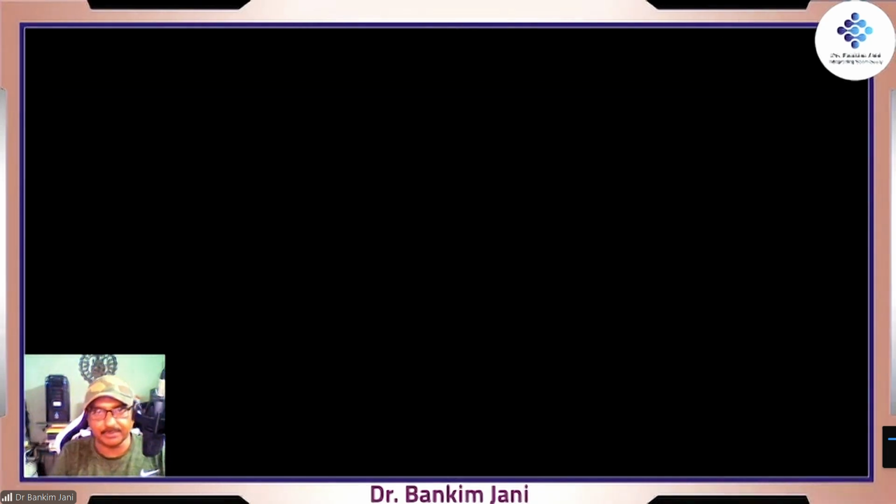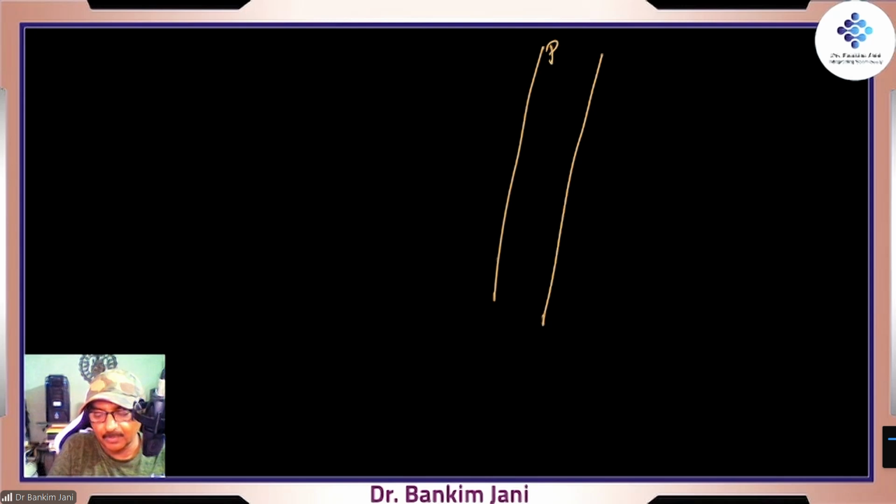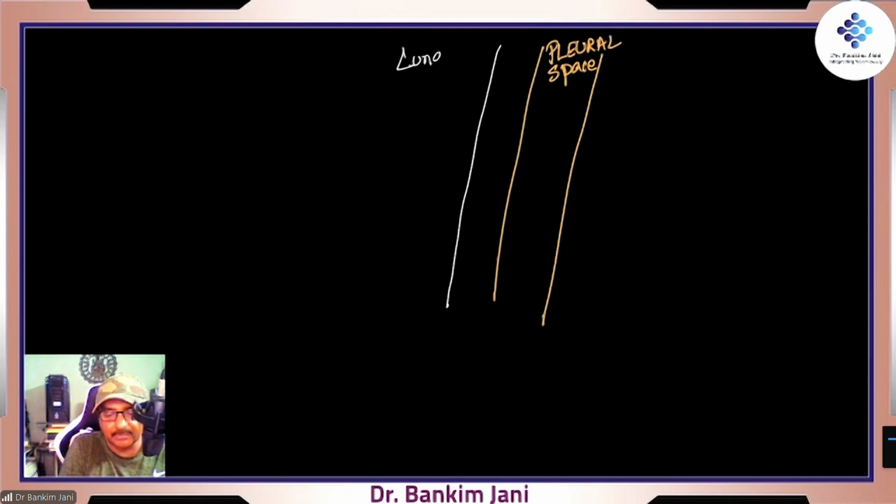Now drawing a schematic diagram. Here is the area of focus, and this is the pleural space. Correct? So now we'll see everything with respect to the pleural space. What is happening? Who is coming in and who is going out? So drawing one more layer, and let's keep it over here. These are our lungs.